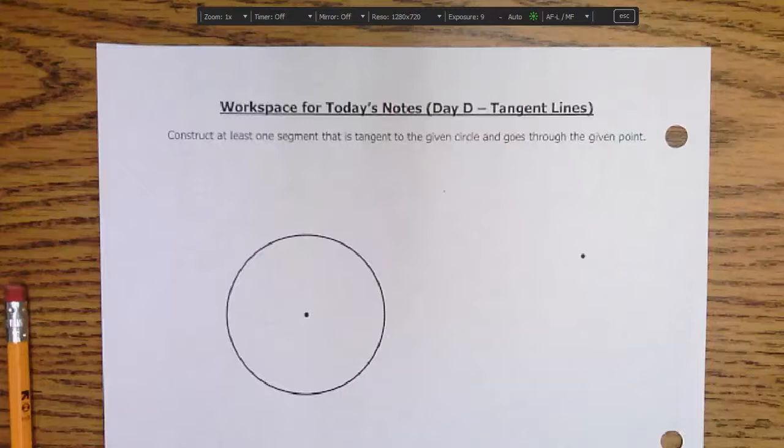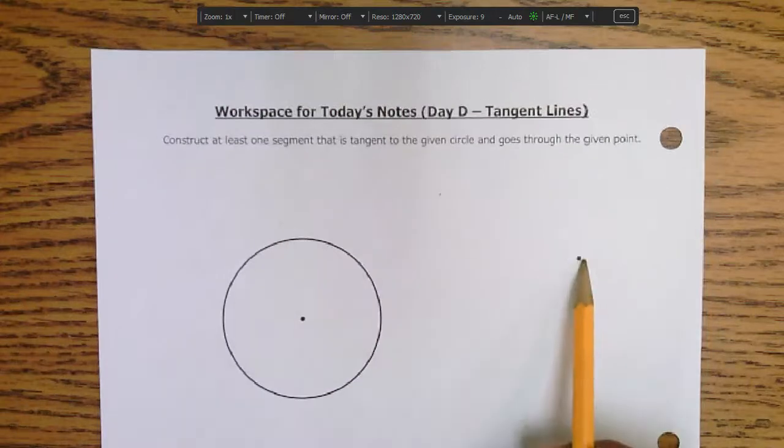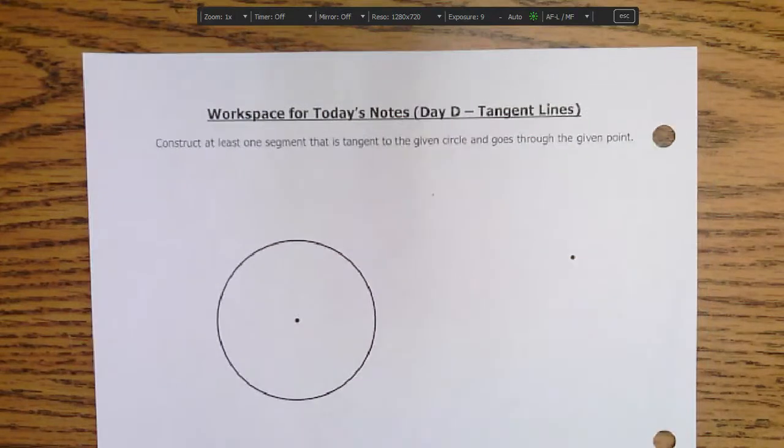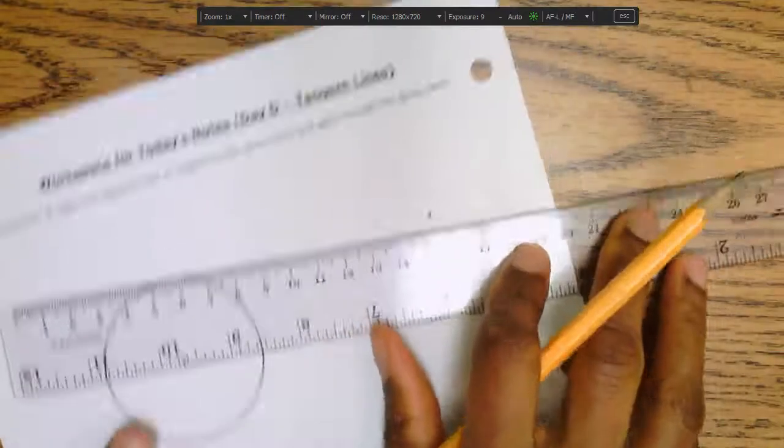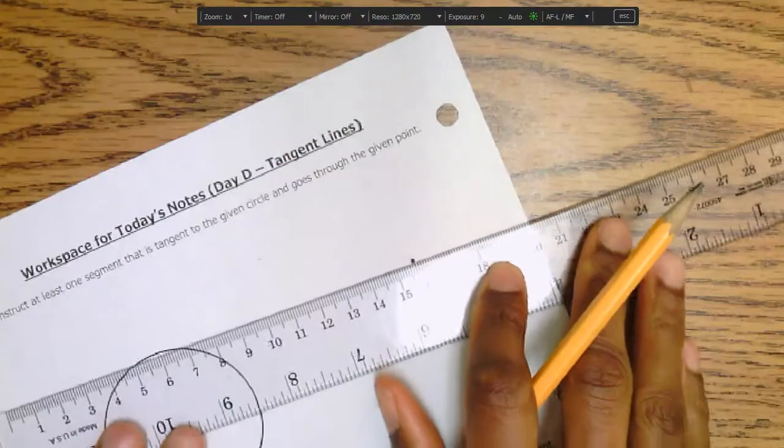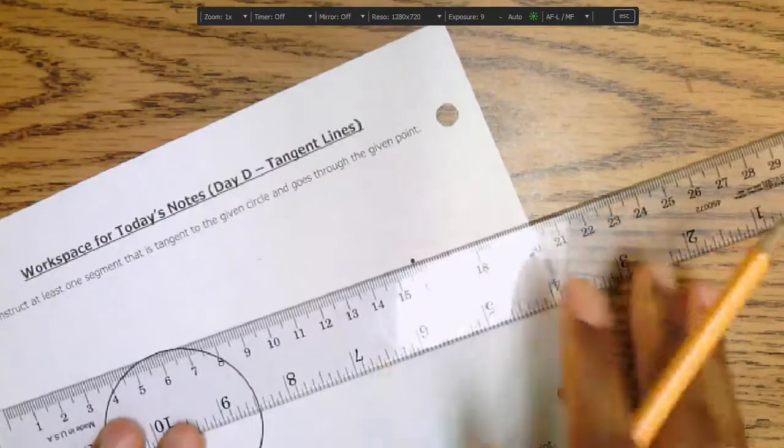In this video, I will show you how to construct a tangent line to a circle, a line that is tangent to the circle that goes through a given point. Now, a tangent line is a line that just barely touches the circle, and in fact, it only touches the circle at a single point.